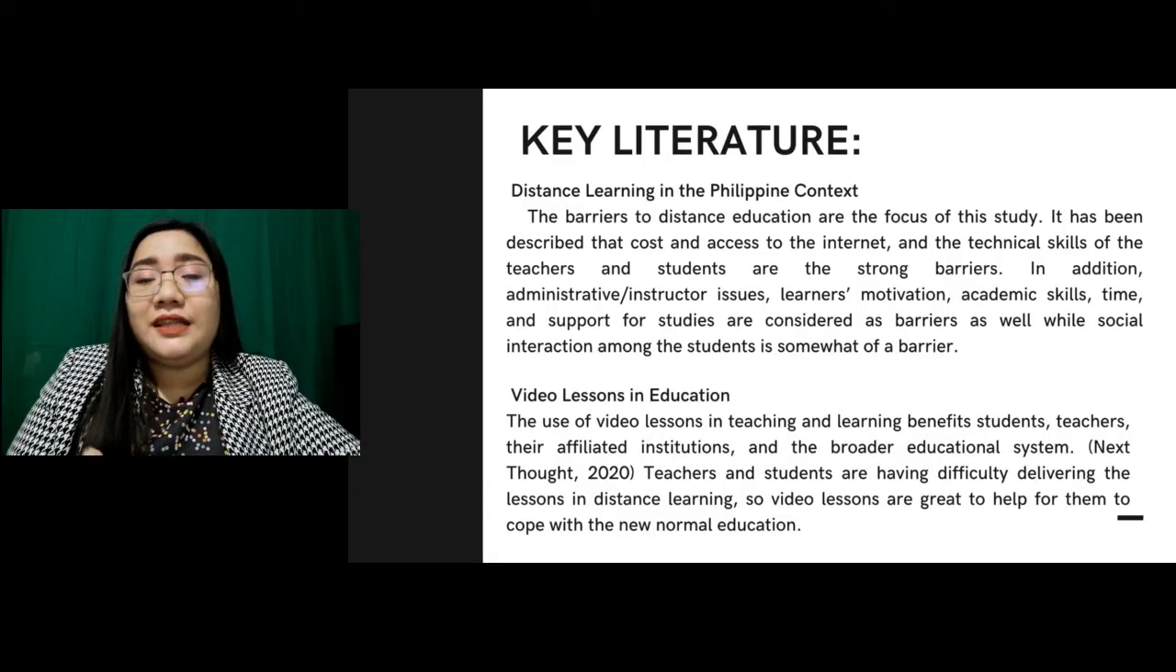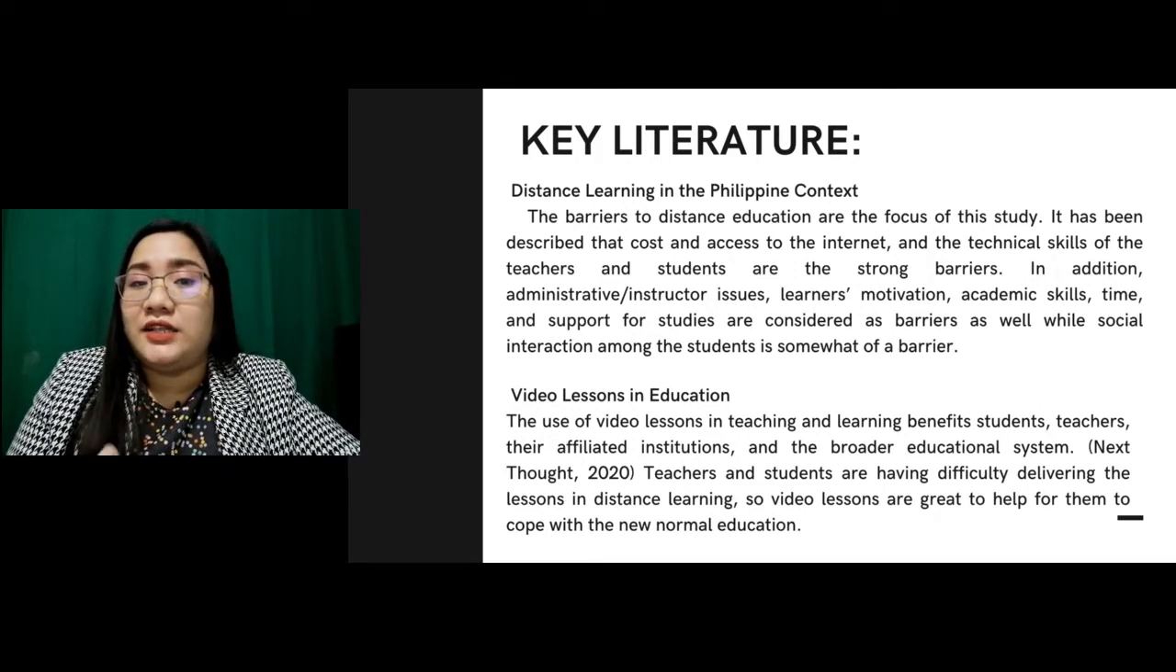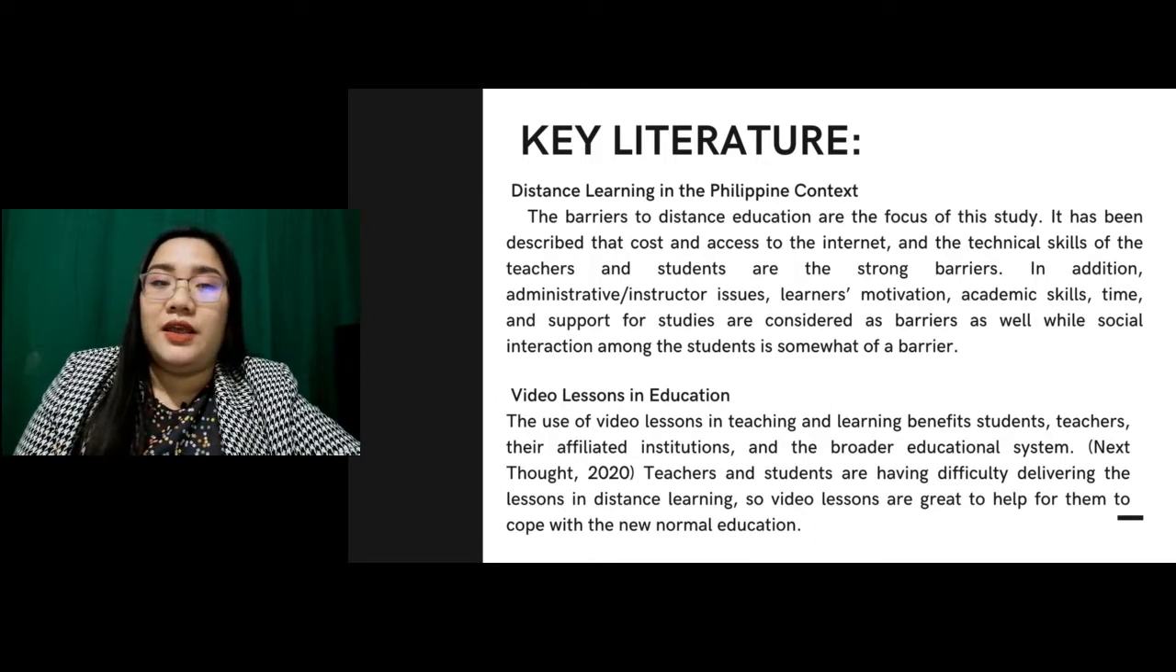Now let us talk about the distance learning in the Philippine context. So according to the study of Marshall, Benson, and Conrad, online learning is a form of distance learning or education that gives opportunity to everyone.